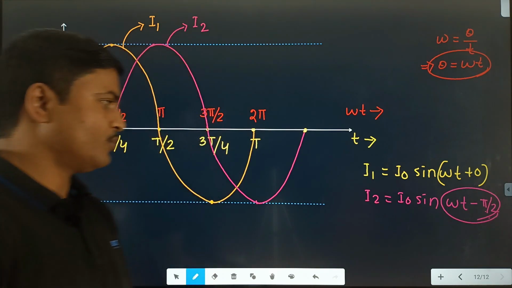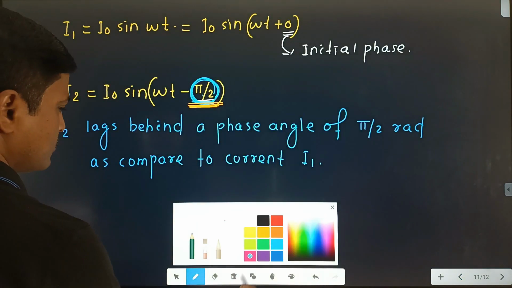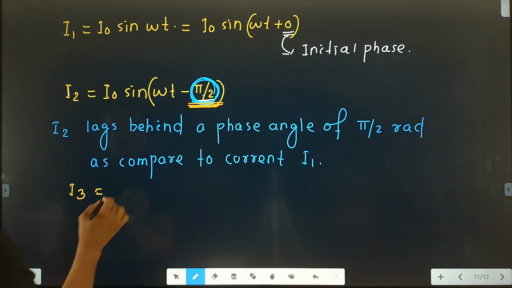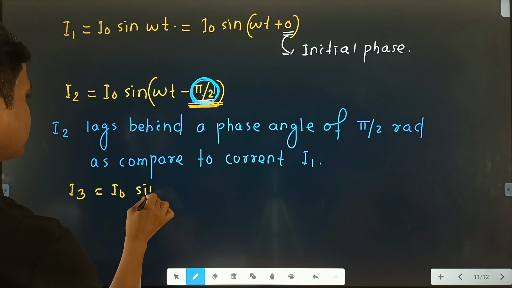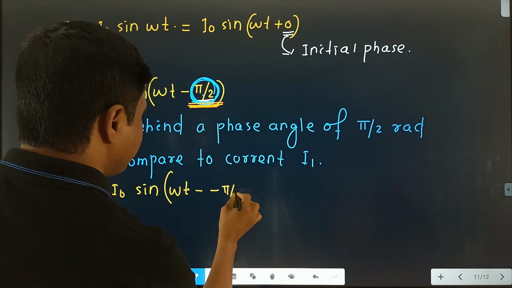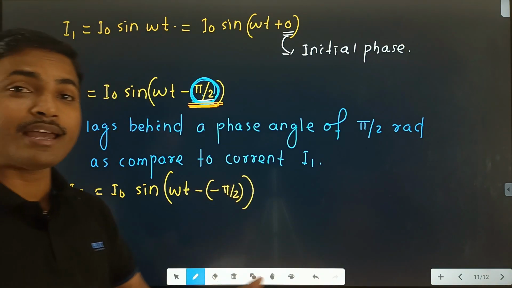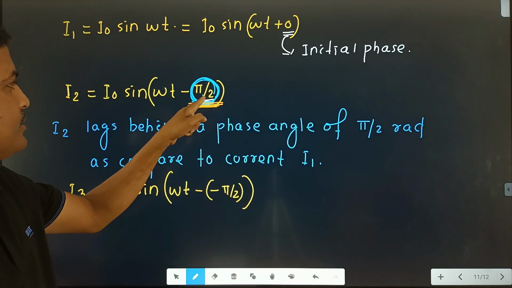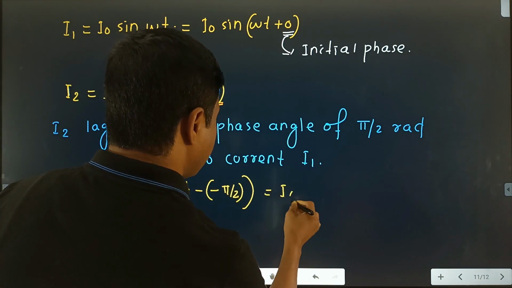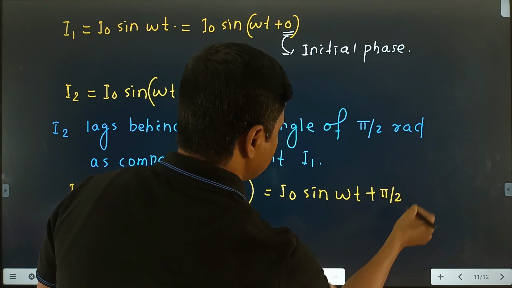Clear? Similarly, we write another equation. Suppose that is I3. We write I3 is equal to I0 sin omega t minus pi by 2, and here the initial phase is minus pi by 2. Here the initial phase is pi by 2. And we can also write it just like this: I0 sin omega t plus pi by 2.